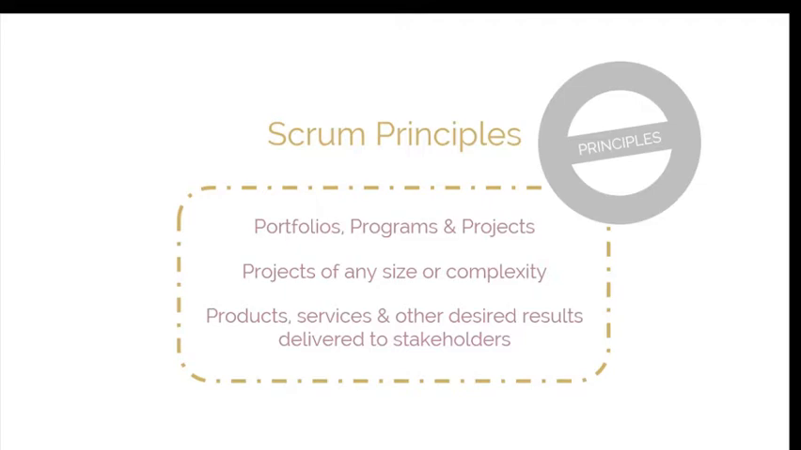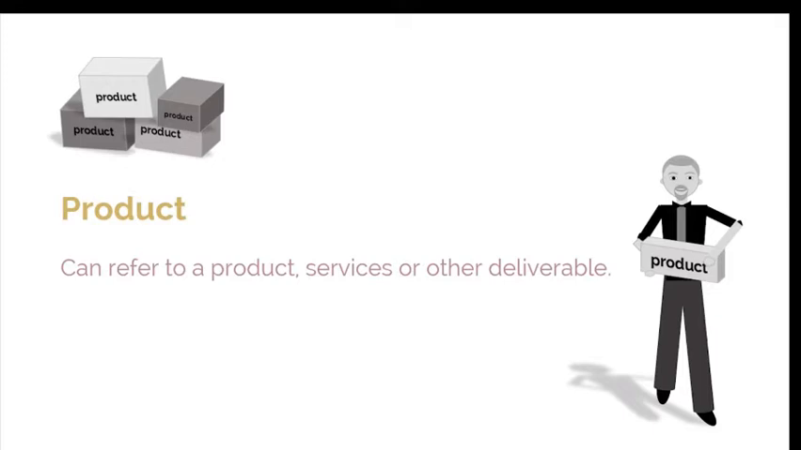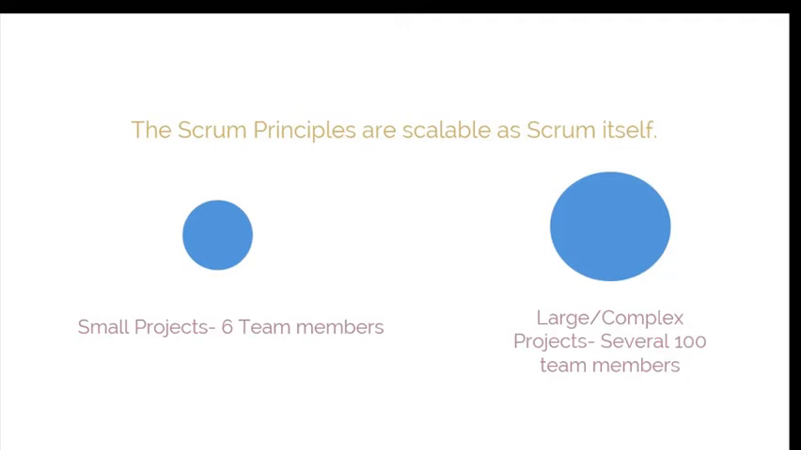In applying these principles, it's helpful to remember how the SBOC guide defines the term product. The term product can refer to a product, service, or other deliverable. The Scrum principles are as scalable as Scrum itself. The scalability of Scrum is that it can be applied effectively to any project in any industry, be it small projects with teams of 6 members or large, complex projects with up to several hundred team members.